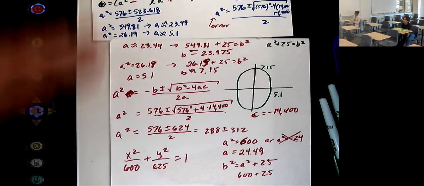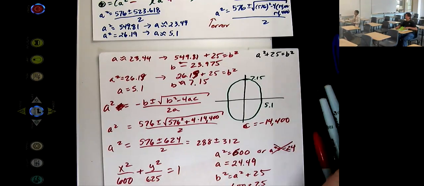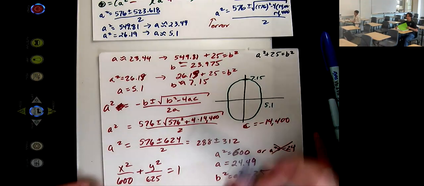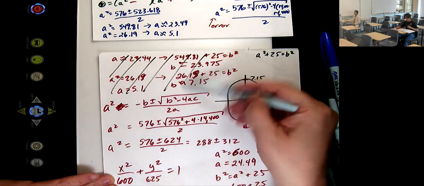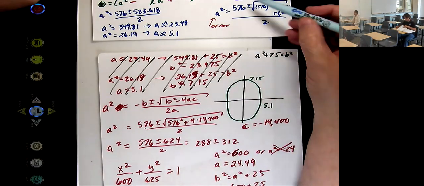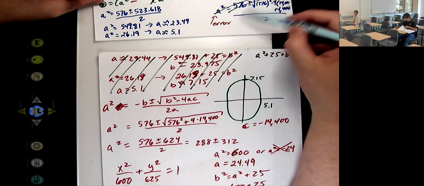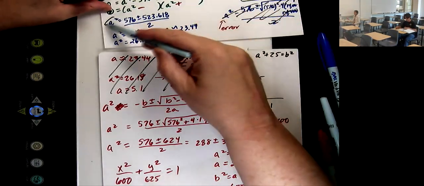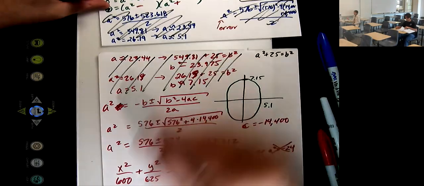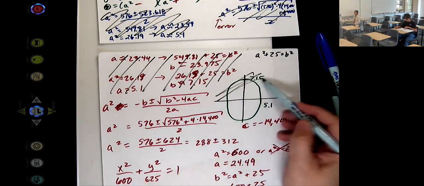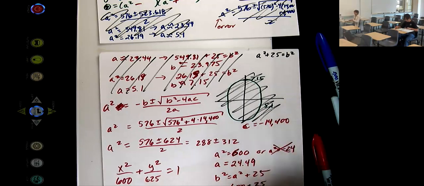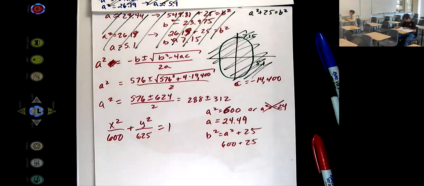So I'm gonna cross out this part right here. And this is wrong. And this is wrong. So when I scan the notes, we'll see it. And I don't need that because it was with the wrong work. There we go.